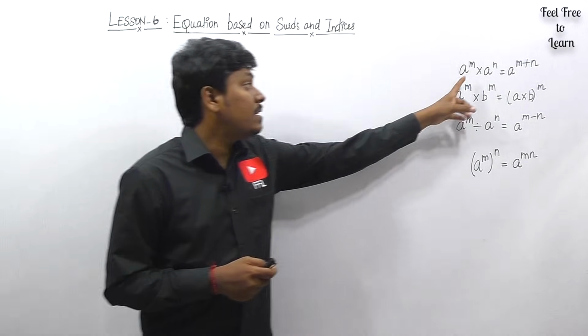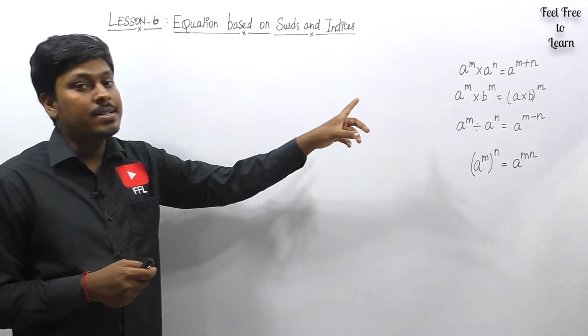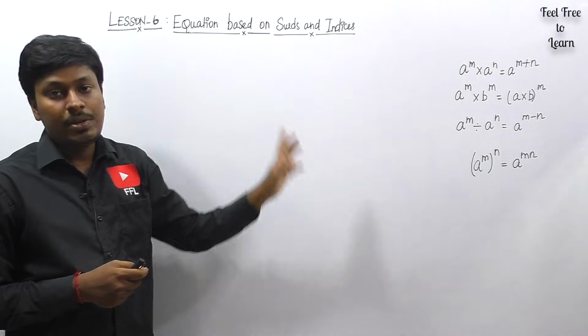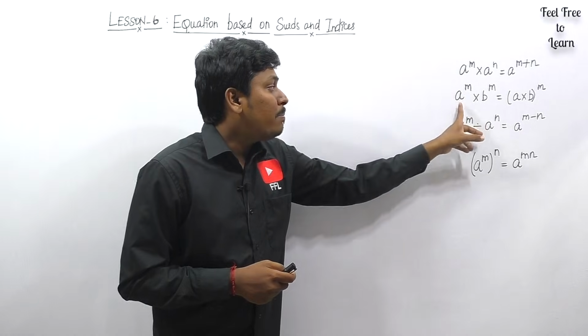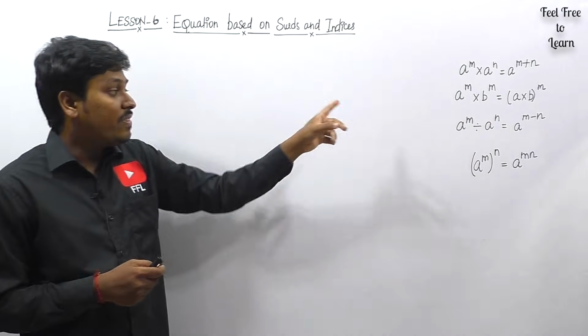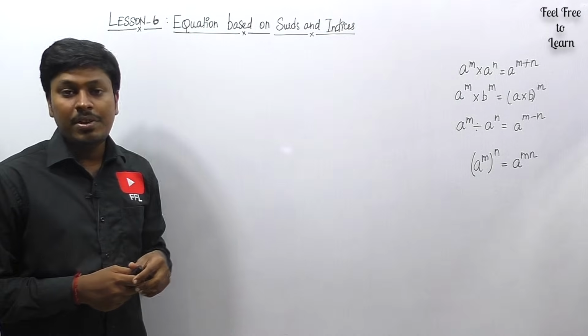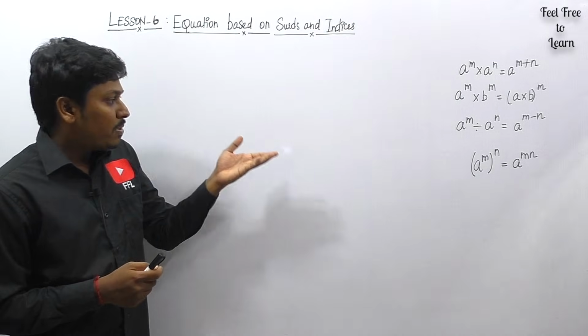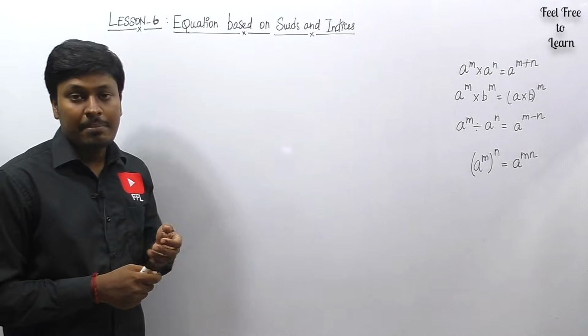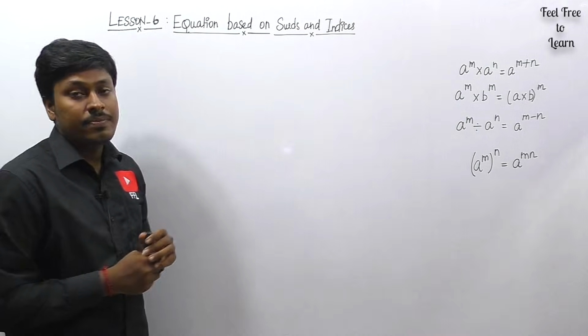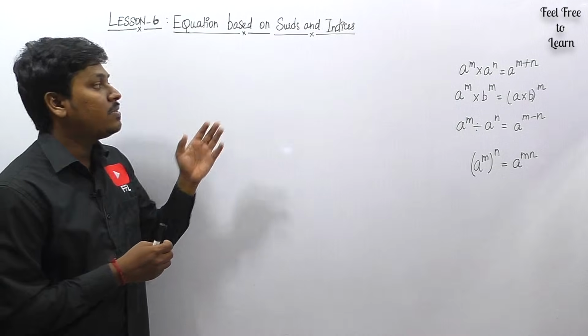a power m into b power n. Listen carefully, friends: here the powers are different and the bases are the same, so we need to add the powers. Where the bases are different but the powers are the same, we multiply the bases, that is (a into b) power m. Similarly, a power m divided by a power n will be a power m minus n. So friends, by using only these 4 formulas, we are going to solve an equation question.